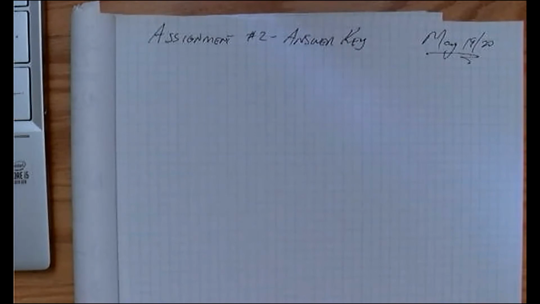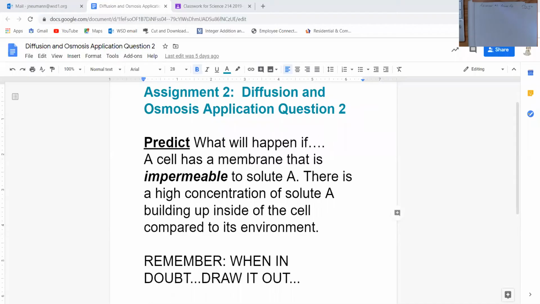So here it is. This was our question. Predict what will happen if a cell has a membrane that is impermeable to solute A. That's pretty important. We'll jot that down there. When in doubt, draw it out. Solute A is impermeable, not allowed to pass through. That's important. There's a high concentration of solute A building up inside of the cell compared to its environment.